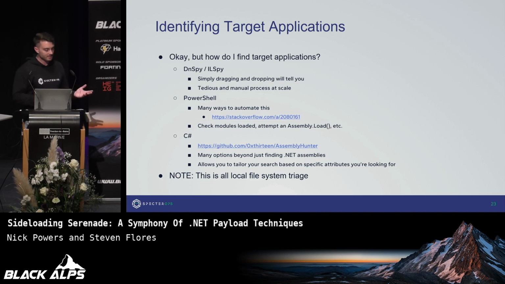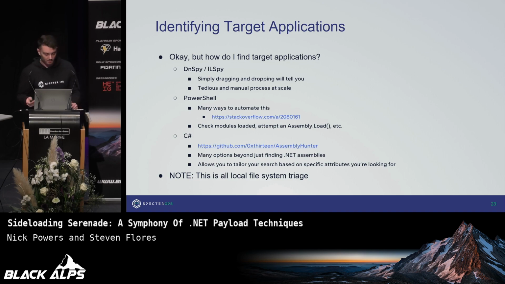So lots of ways we can do this. If you just drag and drop an assembly into dnSpy or ILSpy, for example, if it decompiles, it's .NET. So that's a little bit more of a manual approach, but if you want to start automating this, you can use PowerShell, something as simple as looping through specific directories or even your entire file system and doing a call to Assembly.Load. If it errors, it's probably not .NET. If it doesn't error, it's probably .NET.